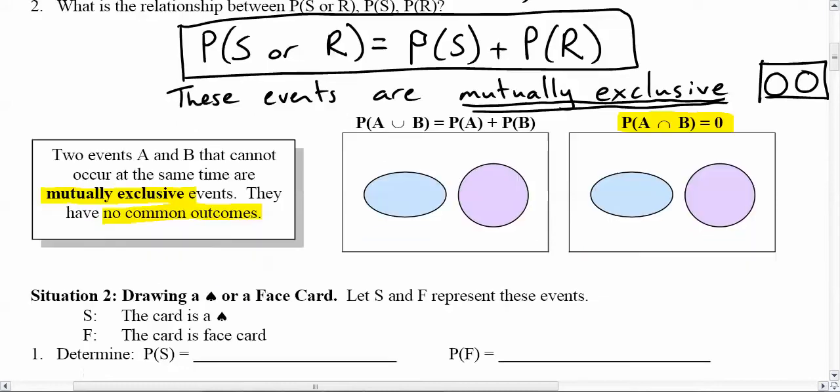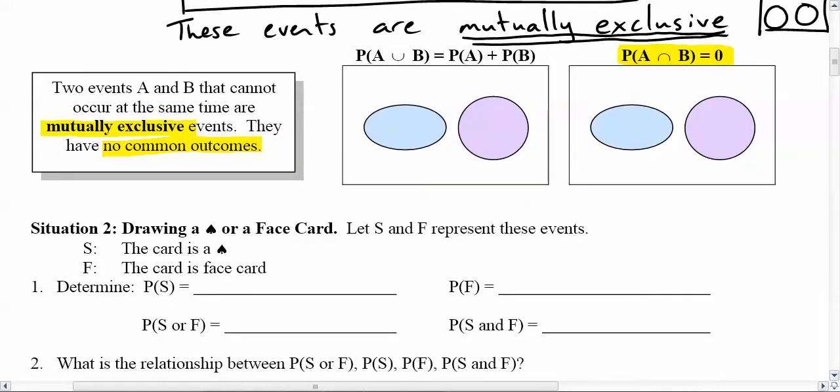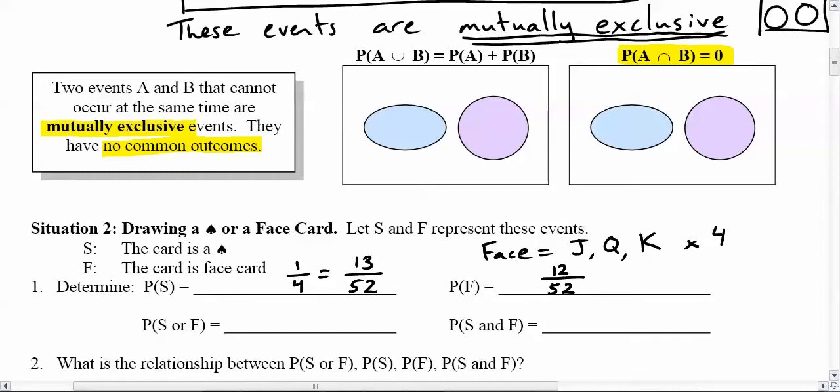So what about when the events do have common outcomes? Like drawing a face card and drawing a spade. The chance of drawing a spade is the same as what it was above, 1 in 4. Now a face card means a jack, a queen, or a king. And since there's 4 suits, we've got 3 cards times 4, so there's 12 possibilities out of 52. And I'm going to write these ones over 52, just so that we have a common denominator to compare the answers.